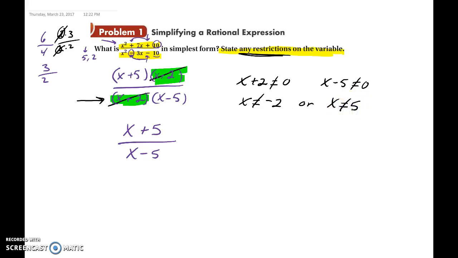All right, even though this was simplified and essentially taken out of our problem, we still need to use it when we're talking about any restrictions. All right? There's 2 more problems that we're going to do, and then we're done with this video.